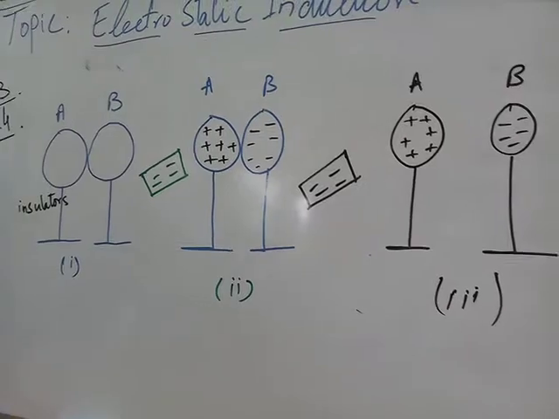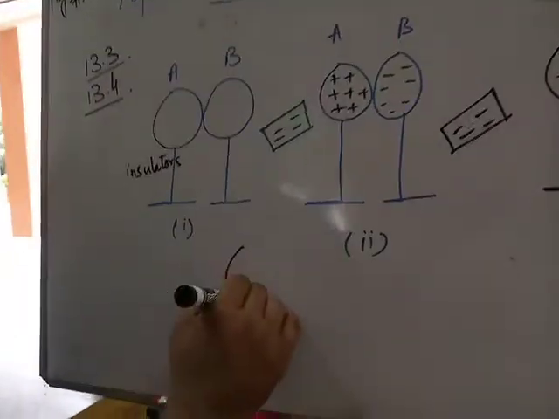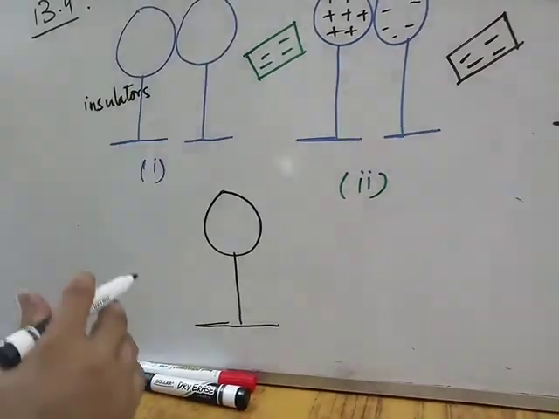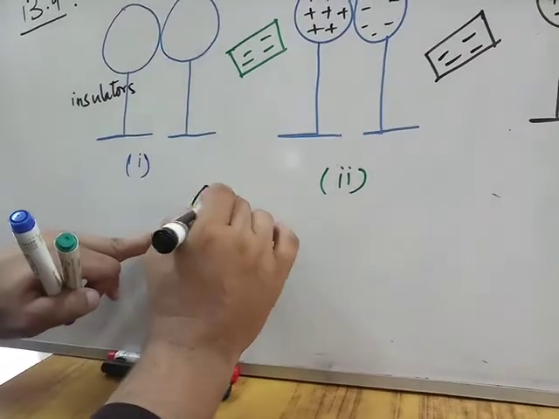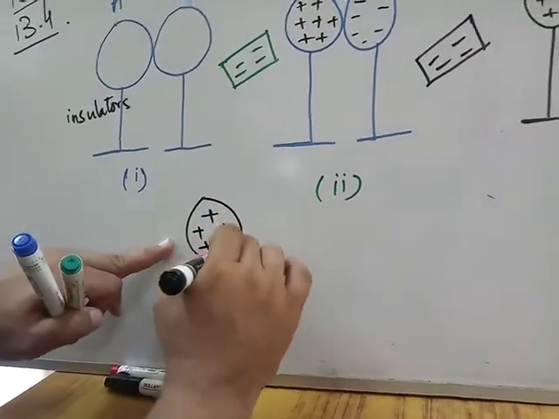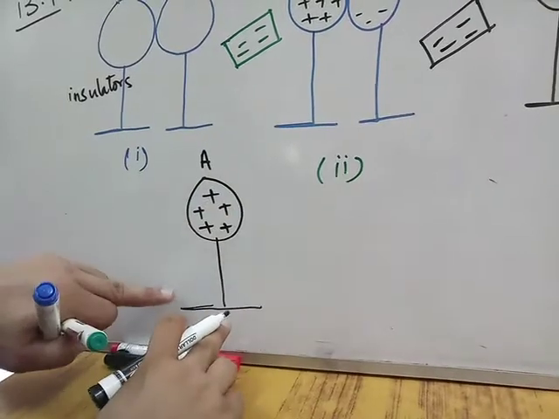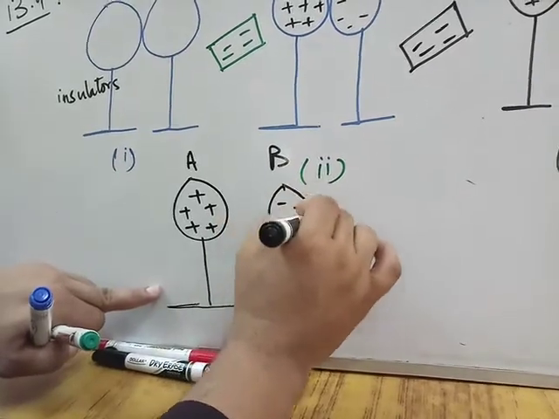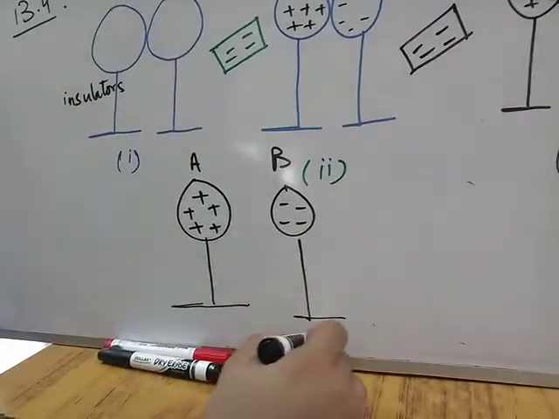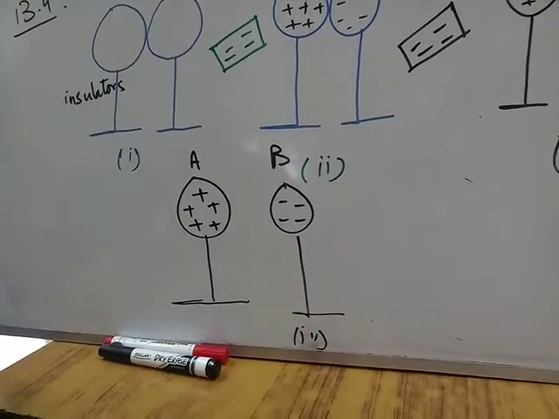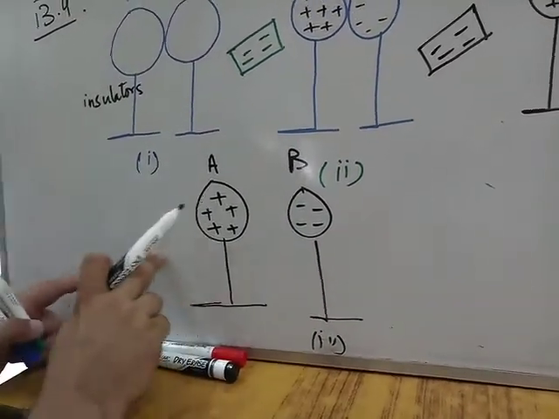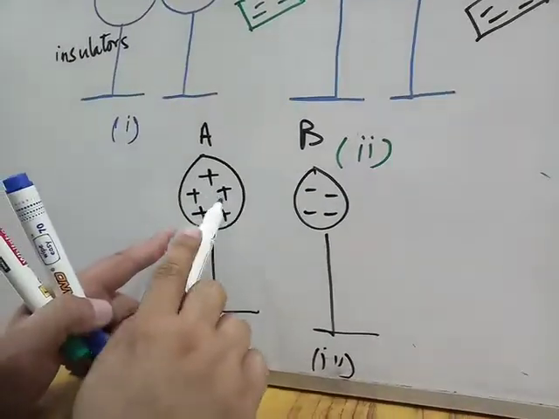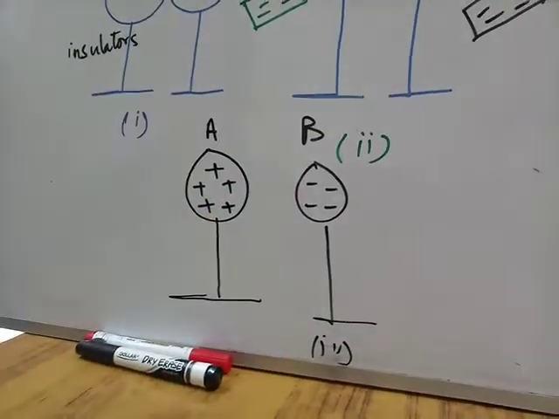So consider the last diagram, diagram 4. In this diagram, sphere A is completely a positively charged body and sphere B is a negatively charged body. But one thing you may notice is that there is no charged body nearby. It means in the absence of a charged body, the two spheres are unlike charged.